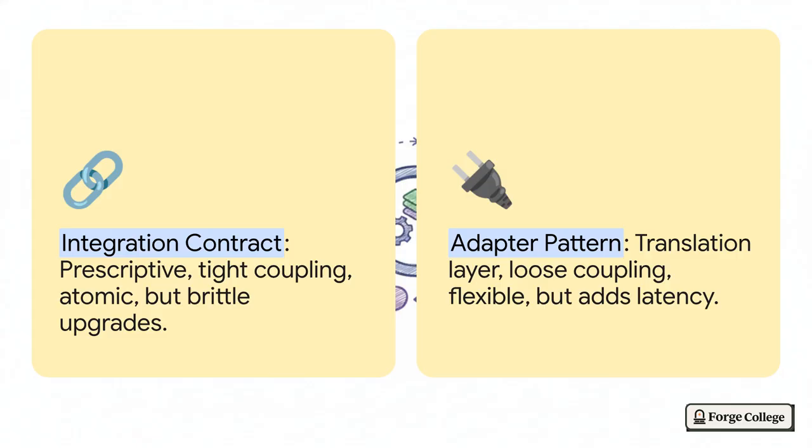Now, on the flip side, we have the adapter pattern. This acts as a translation layer. It gives you loose coupling and just incredible flexibility, mainly because only the adapter itself needs to be updated if the external API suddenly changes. The catch? It adds latency. You can think of an adapter like one of those universal travel power plugs. It lets you plug your pristine code into literally any messy wall socket in the world without frying your laptop. But you are adding an extra piece of hardware in the middle.